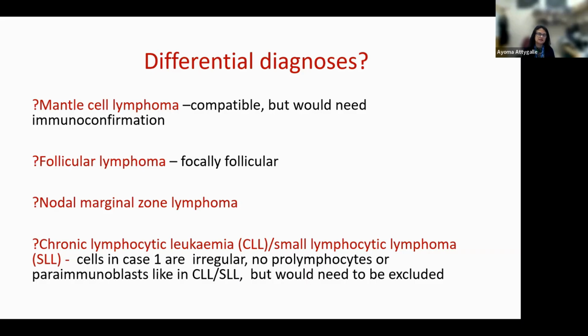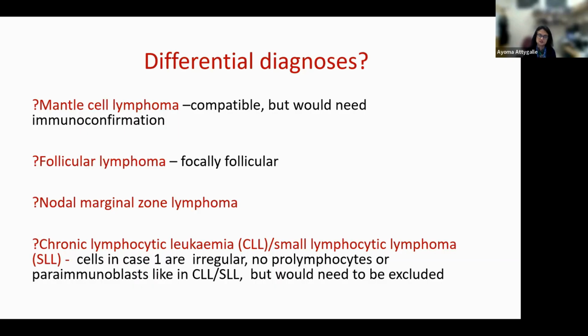lymphomas. So mantle cell lymphoma should typically consist of a uniform population of small to medium-sized cells with indented or fish mouth type nuclei. They are not admixed with centroblasts, so they are a uniform population of cells, but they tend to have admixed histiocytes without nuclear debris. So morphologically, this would be really compatible, but it would need immunoconfirmation.